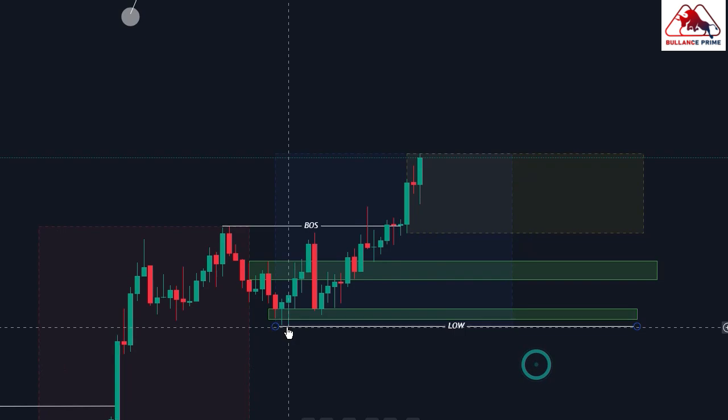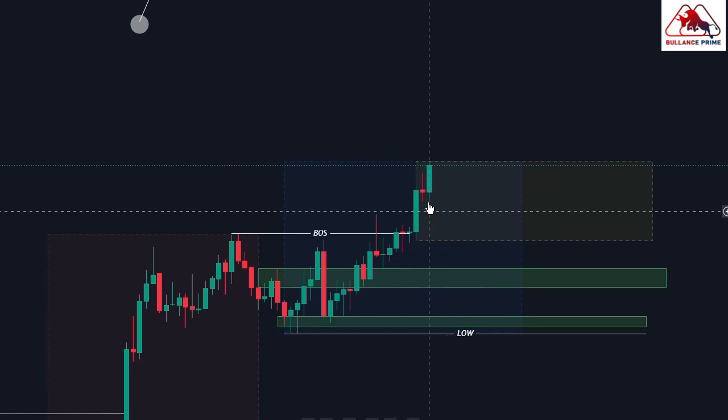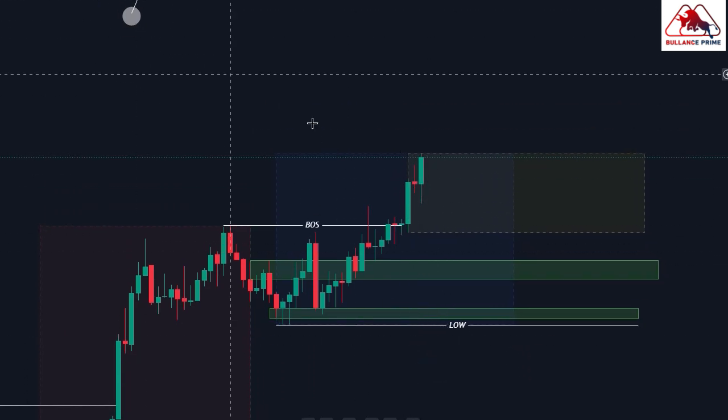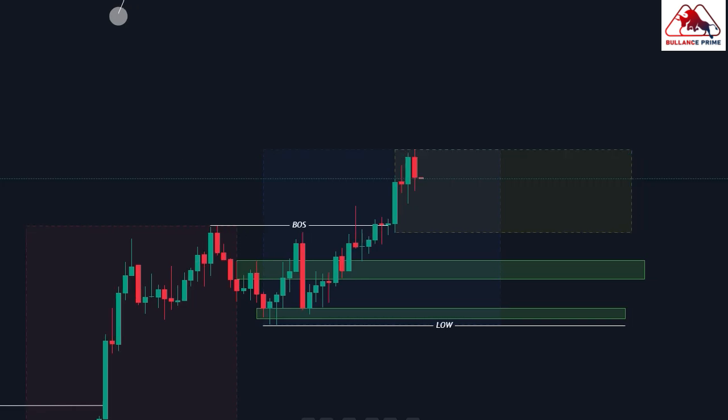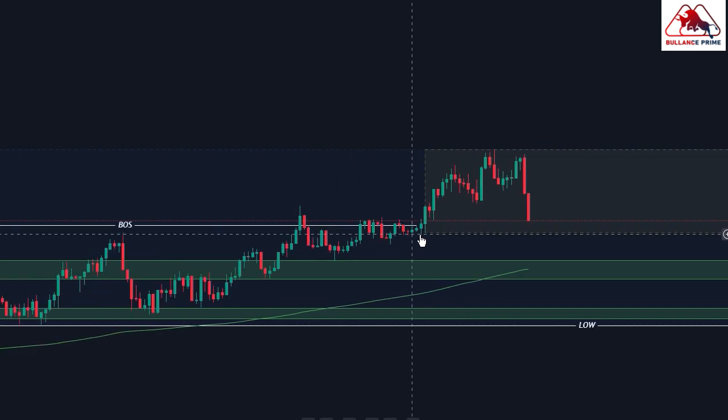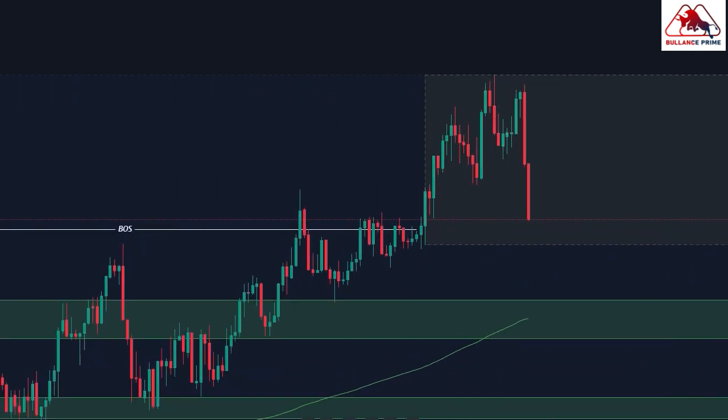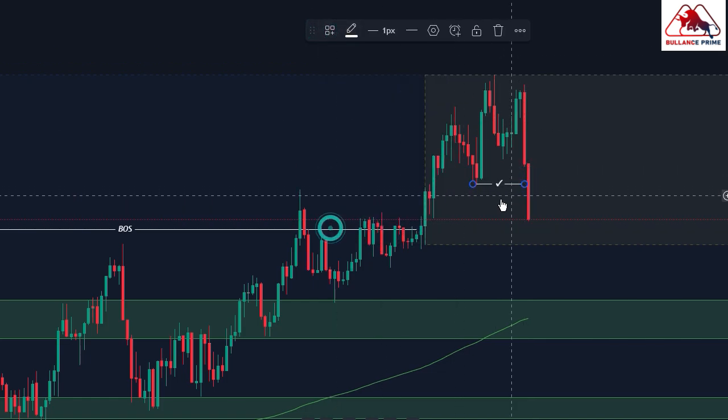This is our low that we have marked, and this is our highest point. Now we will shift to this. Okay, let me forward the candles one by one. This is the 15-minute chart. If I move to the 3-minute, we can see a liquidity sweep here. The liquidity has been swept successfully.